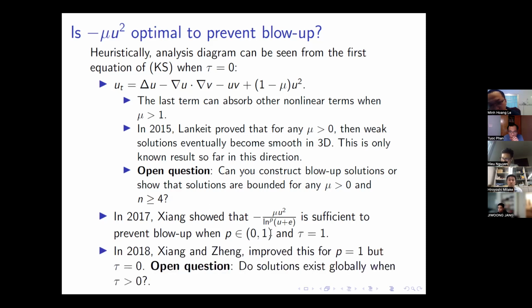And then 1 year later, he proved it for the parabolic-elliptic system, when tau equals 0, but p equals 1. So even for the case p equal to 1 and tau bigger than 0, it's still open. Do solutions exist globally, or can we construct blow-up solutions in that case? Right. So we call this sub-logistic. This is the result in 2017.